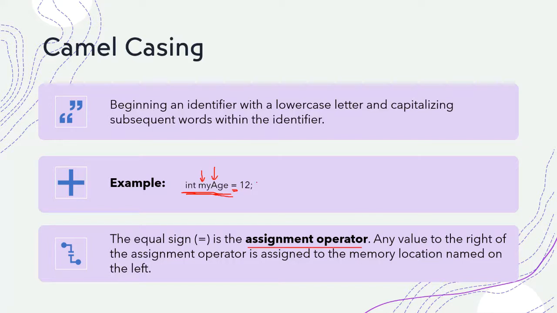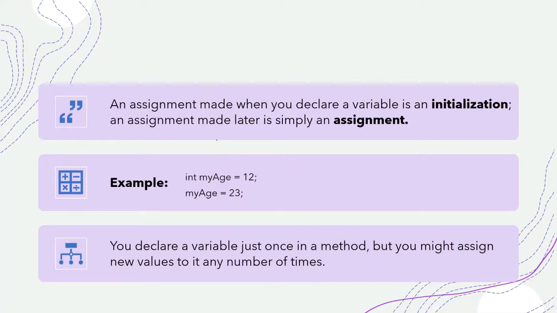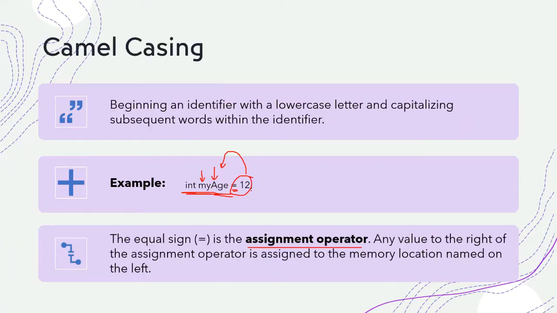Any value to the right of the assignment operator is assigned to the memory location named on the left. So 12 is assigned to the variable myAge. Basically that's it for the variable. An assignment made when you declare a variable is an initialization. So here, it was initialized that the value of myAge is 12. This is what we call initialization.